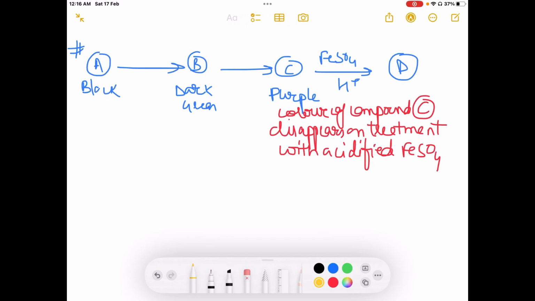So black compound of manganese is MnO2, dark green is K2MnO4, purplish is KMnO4, and this KMnO4 with ferrous, its color disappears, so it changes to Mn2 plus. MnSO4 will be formed here and the ferrous changes into ferric.